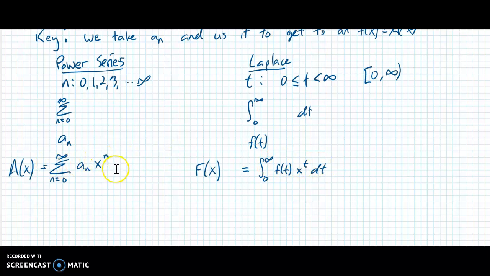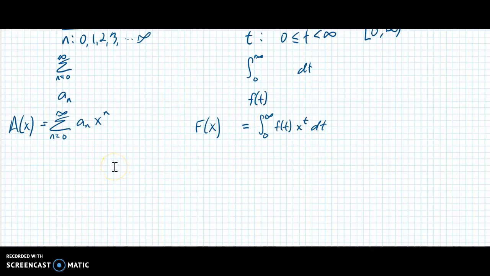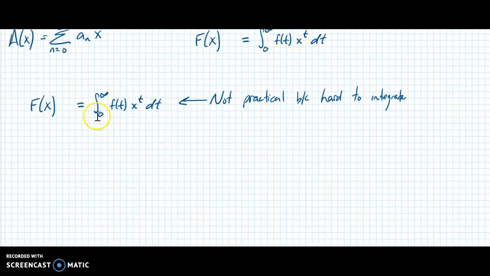Now I'm going to do some work to make it look better because there is a big problem with that. I just copied this and I wrote f of x is this. And it's not practical because it's hard to integrate. I'm going to show you why. Take f of t equal to t squared. Or take f of t equal to sine t. Or take f of t equal to 1 over t.